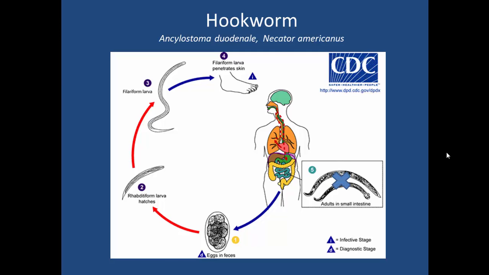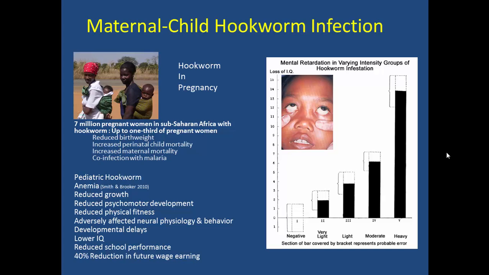Mebendazole or albendazole are the 2 drugs that are available. A lot more data is available on hookworm than on some of the other diseases. 7 million pregnant women in sub-Saharan Africa are infected with hookworm. That's up to 1/3 of all pregnant women, and it can cause serious problems for the fetus as well: reduced birth weight, increased perinatal child mortality, and increased maternal mortality, so women have a higher chance of dying through pregnancy as a result of hookworm infection.